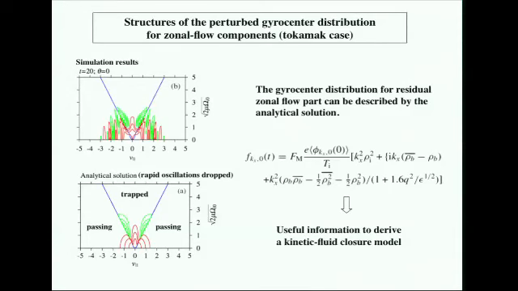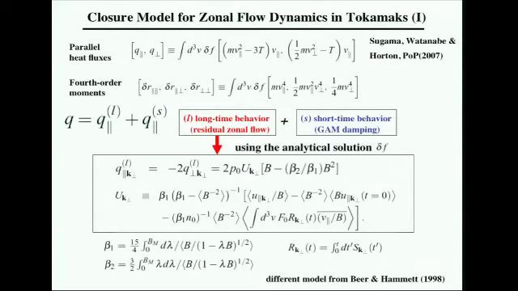And also, another important thing is that this kind of solution gives very useful information to derive a kinetic closure model. Using that kind of solution, we presented a closure model three years ago. That is a bit different from the model of Hammett mentioned by Dr. Doran yesterday, but more complicated. Explicitly, such trapped particle structure information enters these parameters.